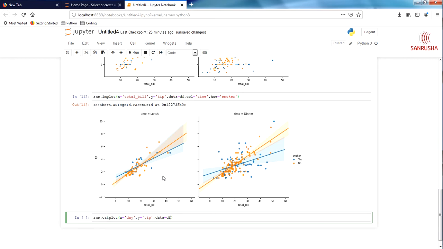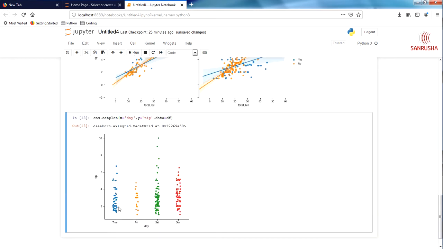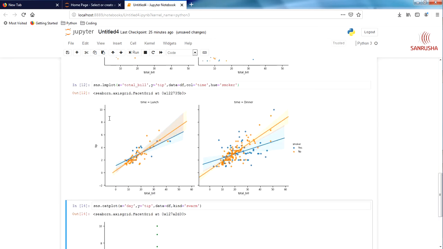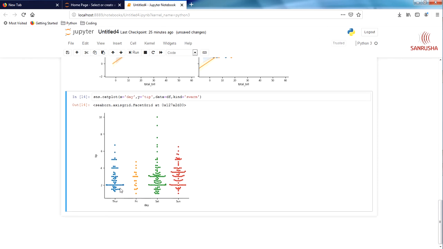Let's run this. It's not finished, but let's run it. Over here we got something. It's not very clean, so let's put kind. So in catplot, kind plays a very important role, and here I'm going to say kind is swarm. Do you see a pattern now?